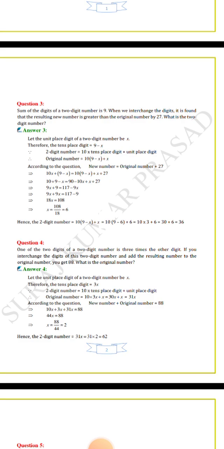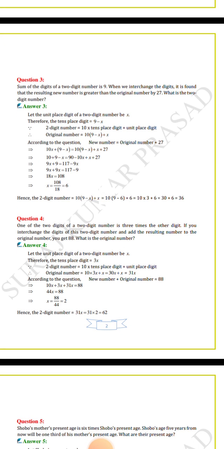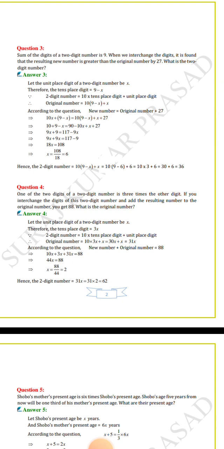Hence, the two-digit number 10 of 9 minus x plus x equals 10 of 9 minus 6 plus 6 is equal to 10 into 3 plus 6 equals 30 plus 6, 36. Let's solve the next question.